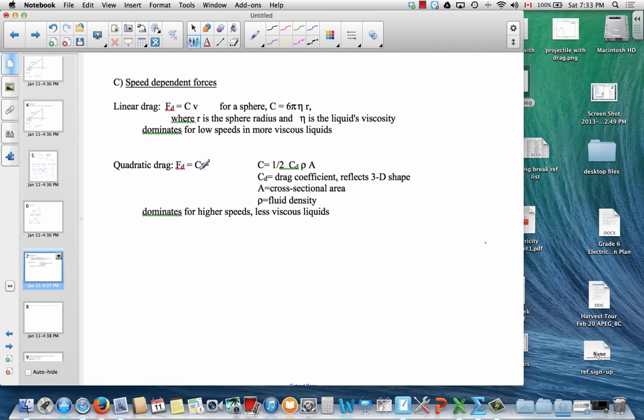For the other case, quadratic drag, this coefficient ends up being a half times something known as a drag coefficient, times the density of the fluid, say the density of air if you're traveling through air, multiplied by the cross-sectional area of the object.